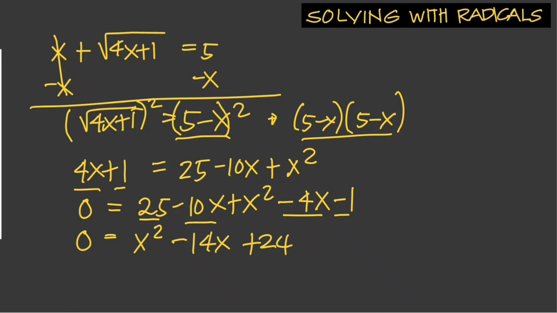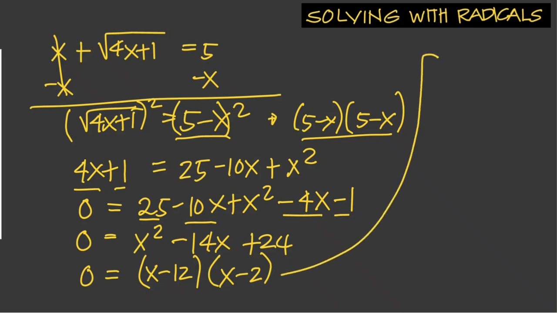I hope you know how to factor quadratics, you can check from the other video. So the factors of this quadratic equation are just x minus 12, x minus 2. You can use the AC method for this. Therefore, we have two values for our x.